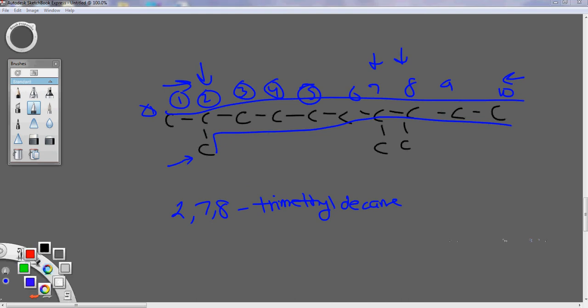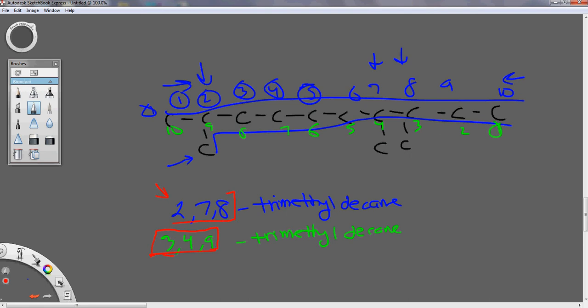Now what about right to left? So we have 1, 2, 3, 4, 5, 6, 7, 8, 9, 10. If we numbered it right to left, we would have 3, 4, 9 trimethyl decane. Alright, so what do we see? We notice that if we had numbered it from left to right, one of our branches has a smaller number than any of the ones here. But if we number it from right to left, we have overall smaller numbers than this one.